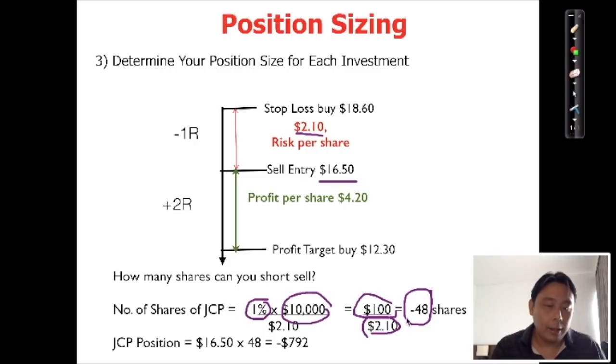Now, each share is $16.50, and we multiply it by 48 shares, so our total position we are short is $792. Notice that for Bank of America, our position was 1,200. For JCPenney, our position is $792. So it's a different position size, but the risk is always the same. Always remember that. For every trade, the risk must be the same, although the position size is different.